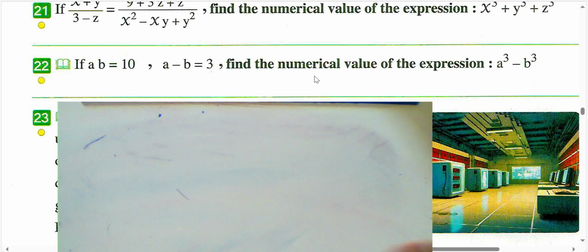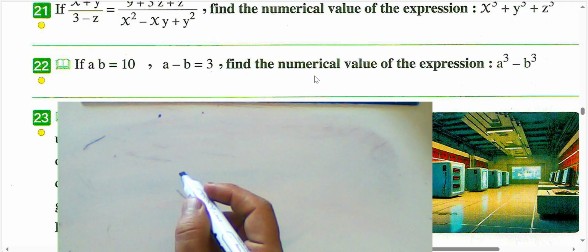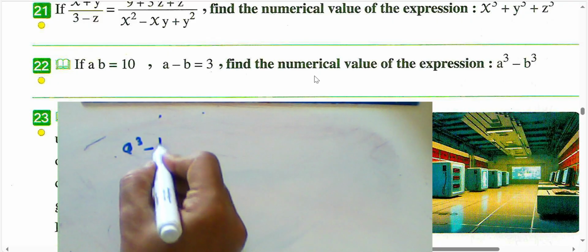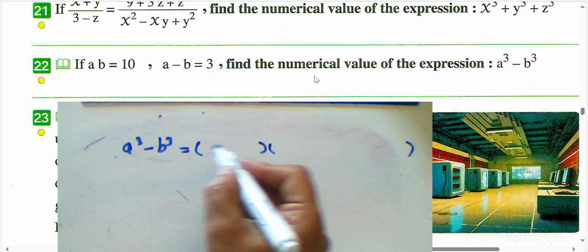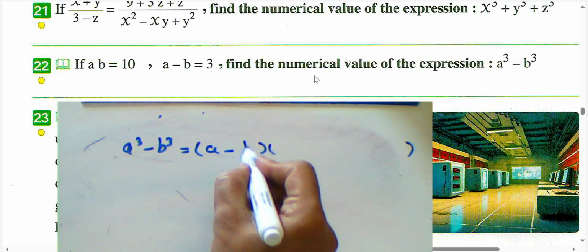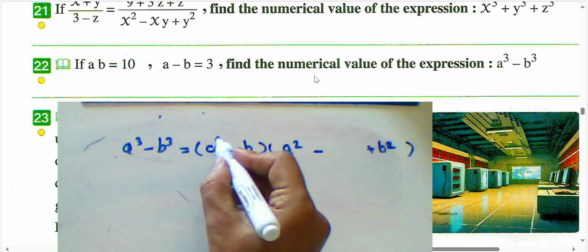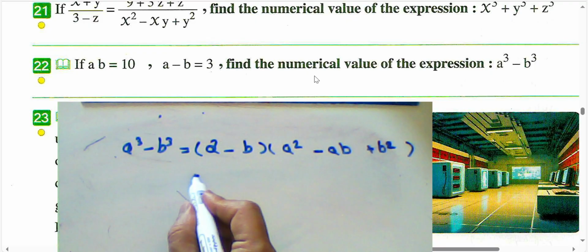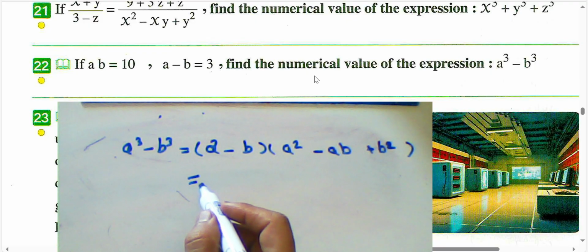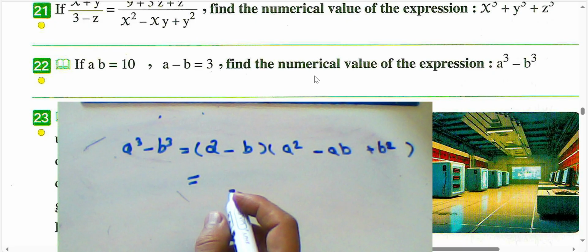Next question. If a times b equals 10 and a minus b equals 3, find the numerical value of a power 3 minus b power 3. A power 3 minus b power 3, we can find the difference between two cubes: small brackets and greater brackets, cube root of the first and the second, a power 2 and also b power 2, and the middle, first and second, change the sign. He gives us this information: a times b equals 10 and a minus b equals 3. Okay, I solved this example in the book last time.